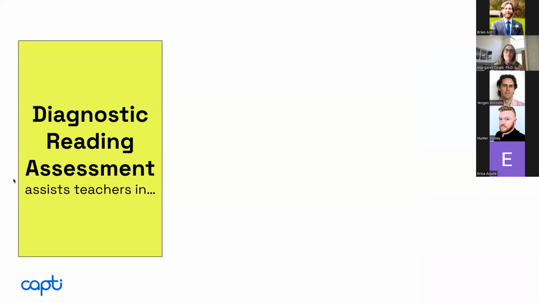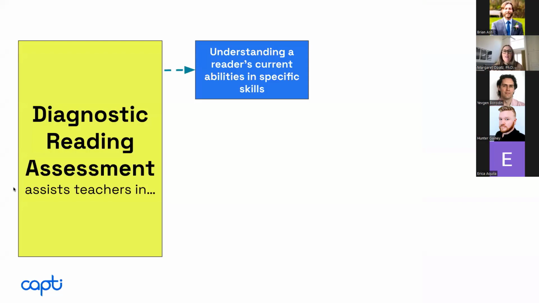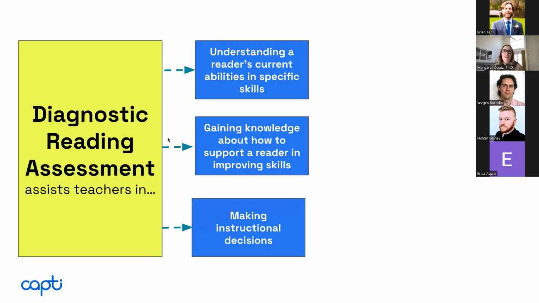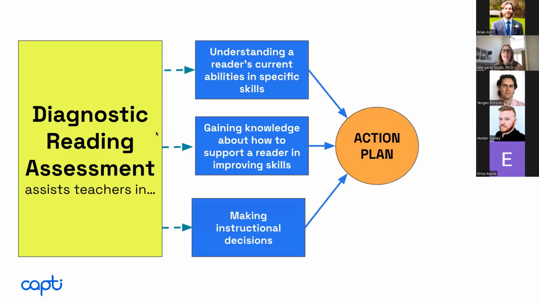So in reading, a diagnostic reading assessment assists teachers in being able to know what students' current abilities are within specific skills. It also helps teachers gain knowledge about how students can be supported in improving their reading skills. And then third, it helps us make instructional decisions, which all lead to creating an action plan. And then from that action plan, once you have an intervention going or some type of instruction that's supporting students, that leads to improved reading outcomes.